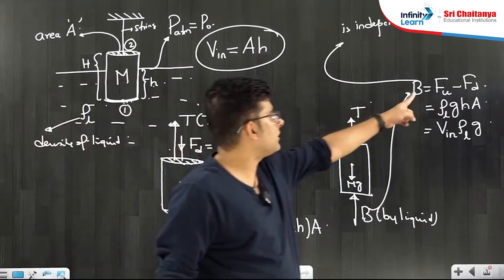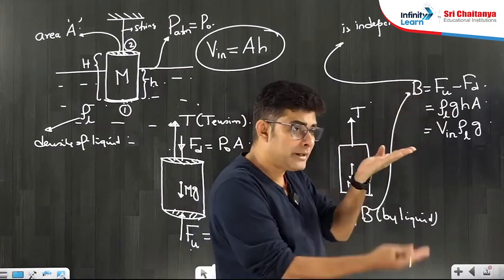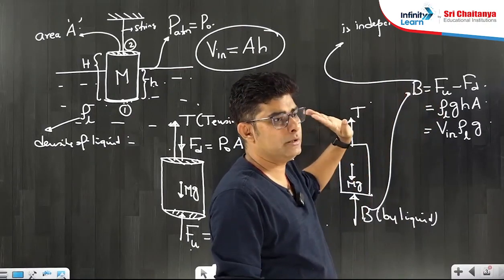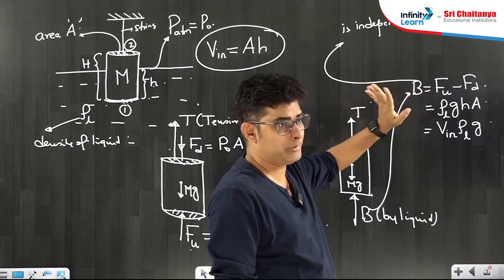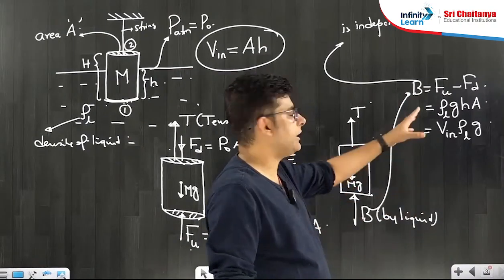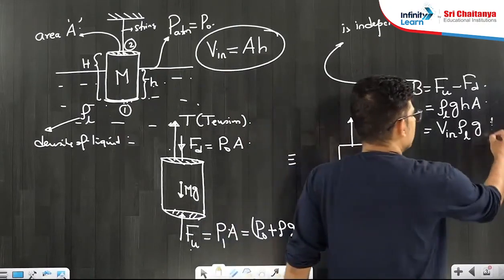If buoyant force is Fu minus Fd, and this formula is valid only when liquid is present below the object. If there is no liquid, there won't be any buoyant force acting. So that clearly explains that buoyant force has to be positive only, and its direction is always where? Upwards.